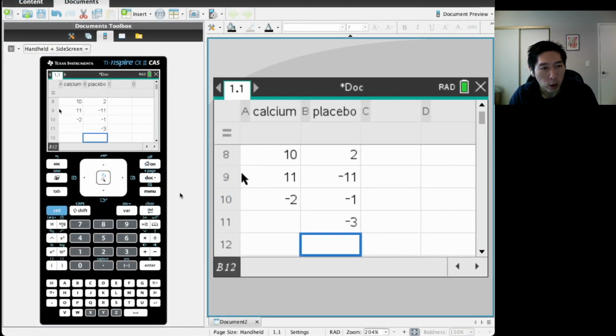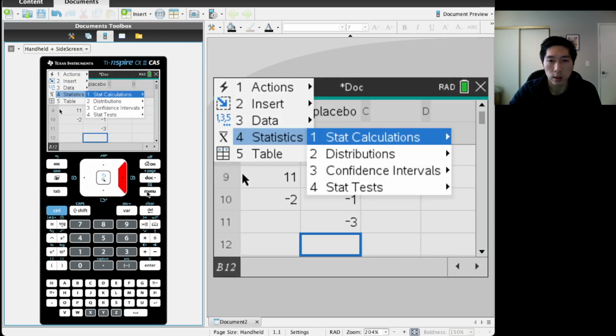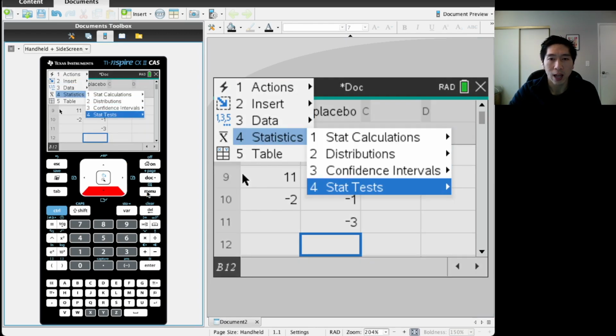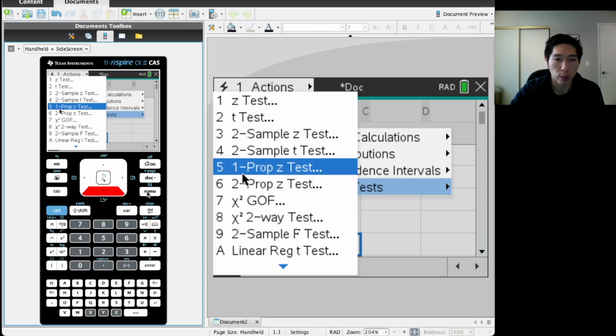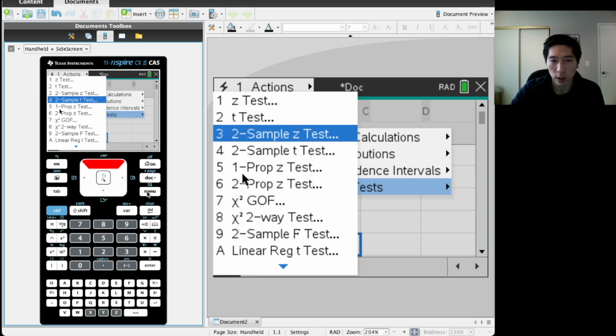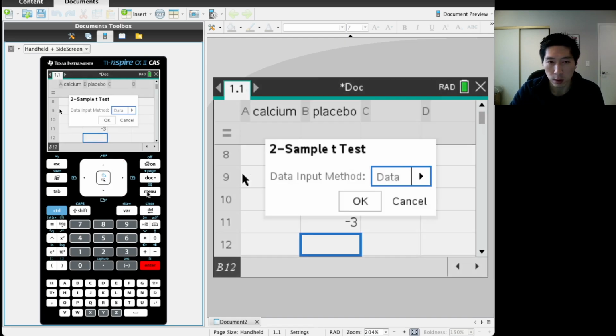So in our calculator, we're going to want to hit the menu button. We're going to go to Statistics. We're going to go to Stat Tests, because this is a 2-sample t-test for sample means. So notice that we're looking for 2-sample test. There's 2 of these. We never use 2-sample z. We always do 2-sample t for means.